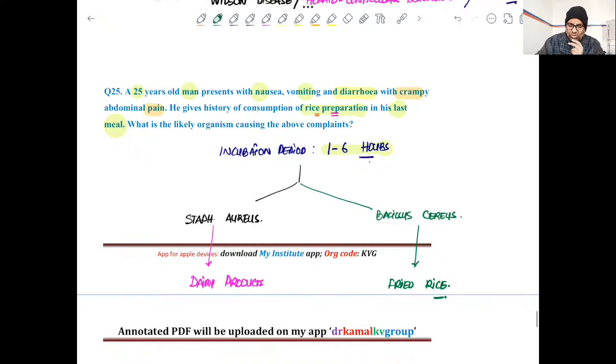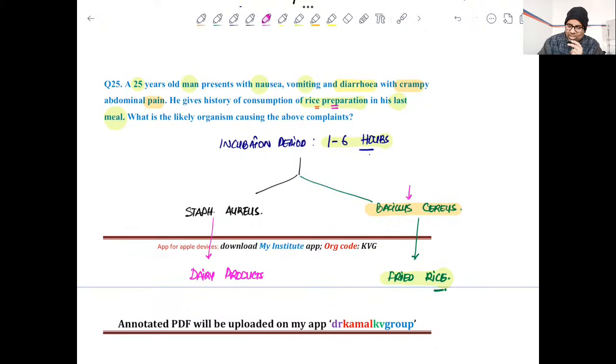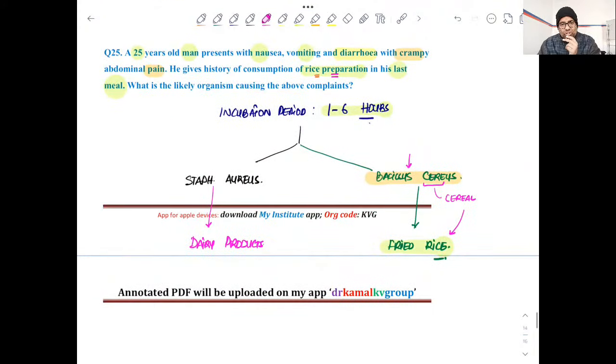Very good, Avinash. So got the clue? This is fried rice. So the answer has to be Bacillus cereus. Fine? And not Staphylococcus aureus, which is specifically seen after dairy products consumption, although the incubation period for both the entities is the same. Mihir, Avinash, absolutely right. The answer here is Bacillus cereus. And you can take the word cere from here, that might relate to cereal. So that is rice.